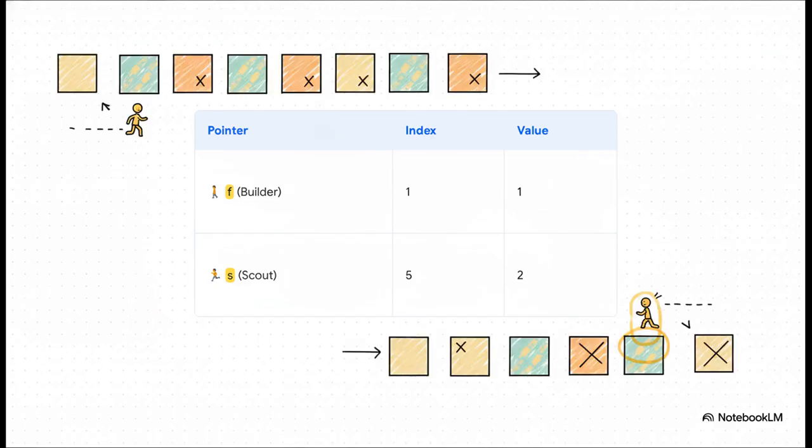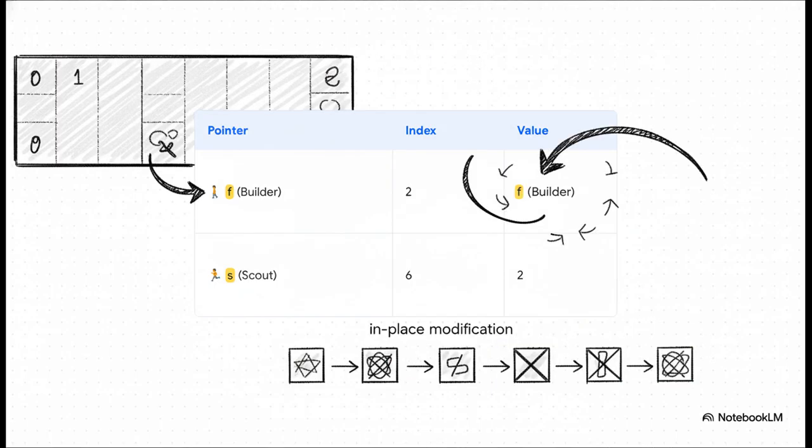See that? Now watch the scout. It just keeps moving, skipping right over all the other ones. Why? Well, because they're all duplicates of what the builder is currently on. The scout's mission is to find something new. And here it is, the number 2. And the pattern just repeats itself.